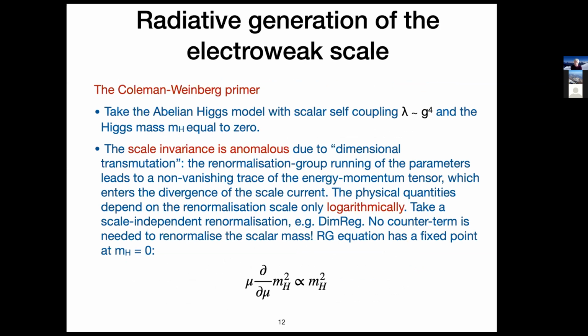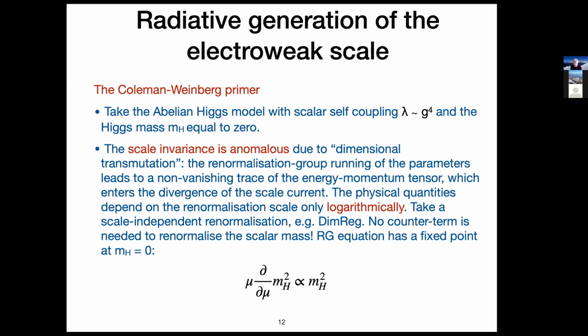So you take the abelian Higgs model with the scalar self-coupling lambda, which is very small, of the order of g to the 4th, where g is the gauge coupling, and you put the Higgs mass equal to 0. So this theory is classically scale invariant, but there is a conformal anomaly, and this conformal anomaly leads to dimensional transmutation. So we get a non-vanishing trace of the energy momentum tensor, etc., etc.